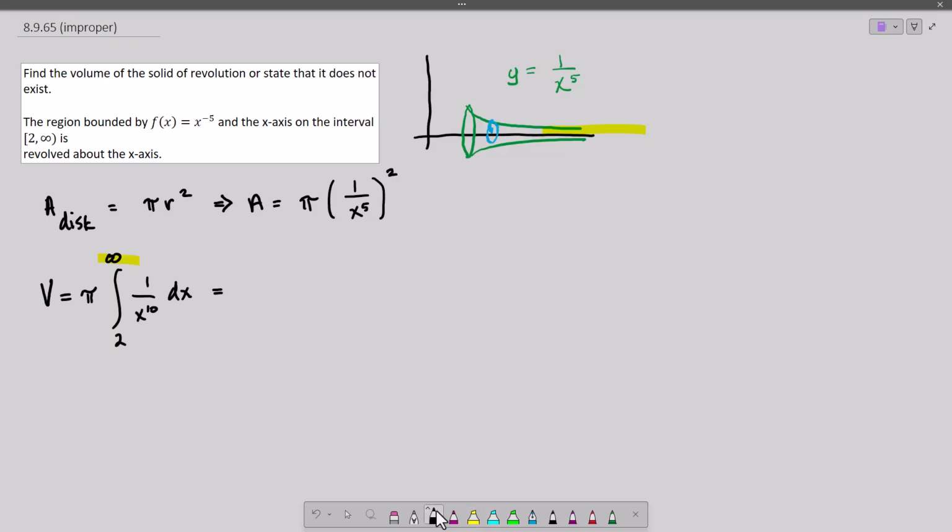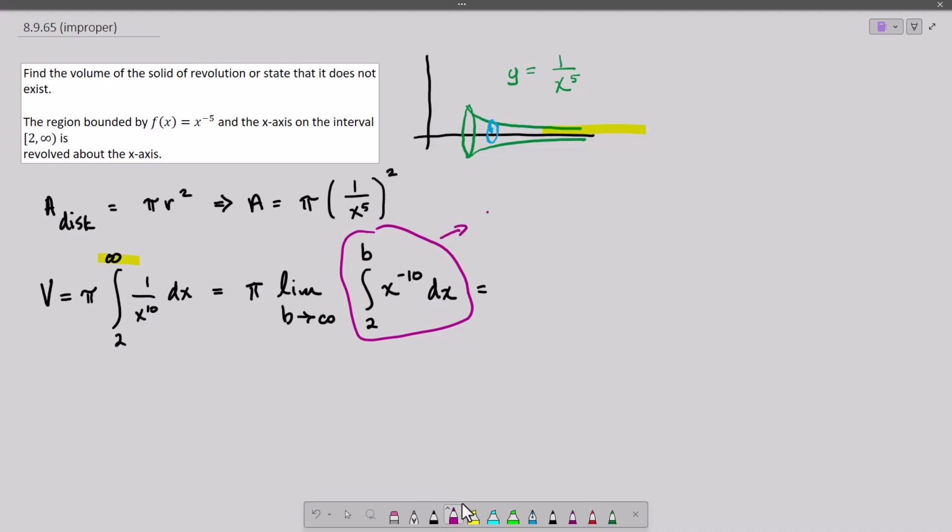So the next word that we write down is limit. The pi can factor out to the front. So we'll say the limit as b goes to infinity. And we're going to create a definite integral over here, and I'm going to write that as x to the negative 10, so we can do the power rule. This right here is a definite integral, and that's going to create a function of b. And then we're going to take the limit of that function of b as b goes to infinity.